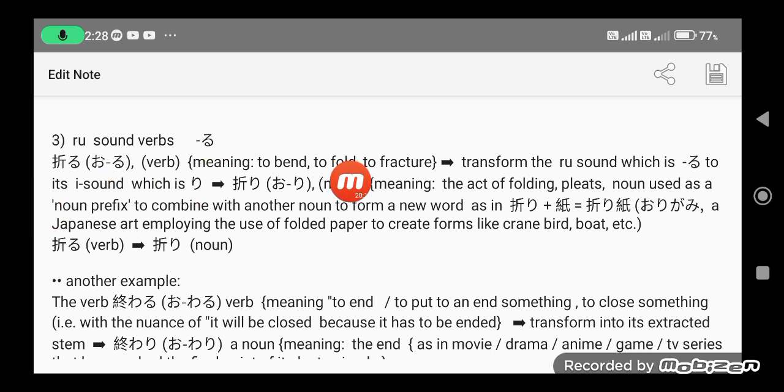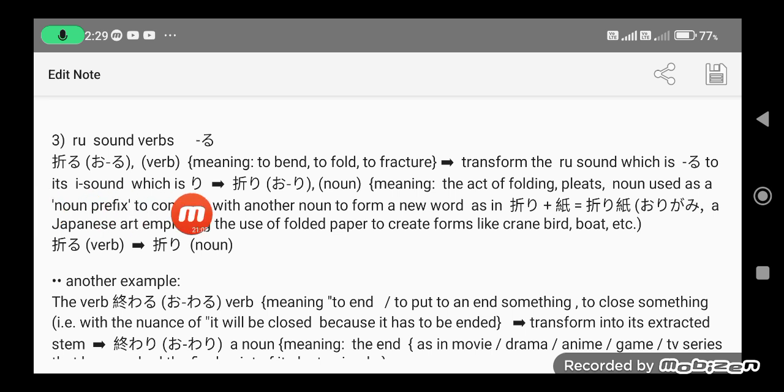We get the extracted form of oru. So what is the ru? We find the I sound for ru. The I sound for ru is ri. So the oru becomes ori, as in origami. The oru meaning to bend or to fold. So the oru becomes origami. So you see, this ori is commonly referred to as origami or other forms of kunyomi compounded words. So this is just an example of how useful extraction of verbs is.